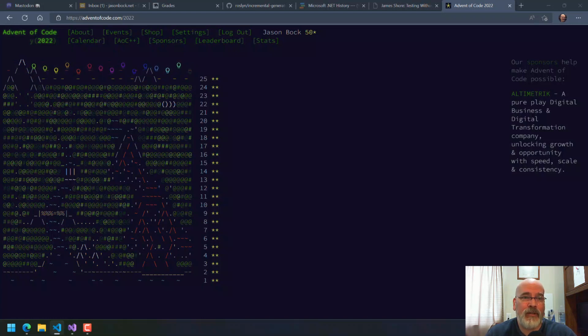So I'd highly recommend doing this. If you've never heard of Advent of Code before, give it a try, give it a whirl. It's just a way to hone your skills. And it's to me a fun way to do it and to learn how other people have done things as well.